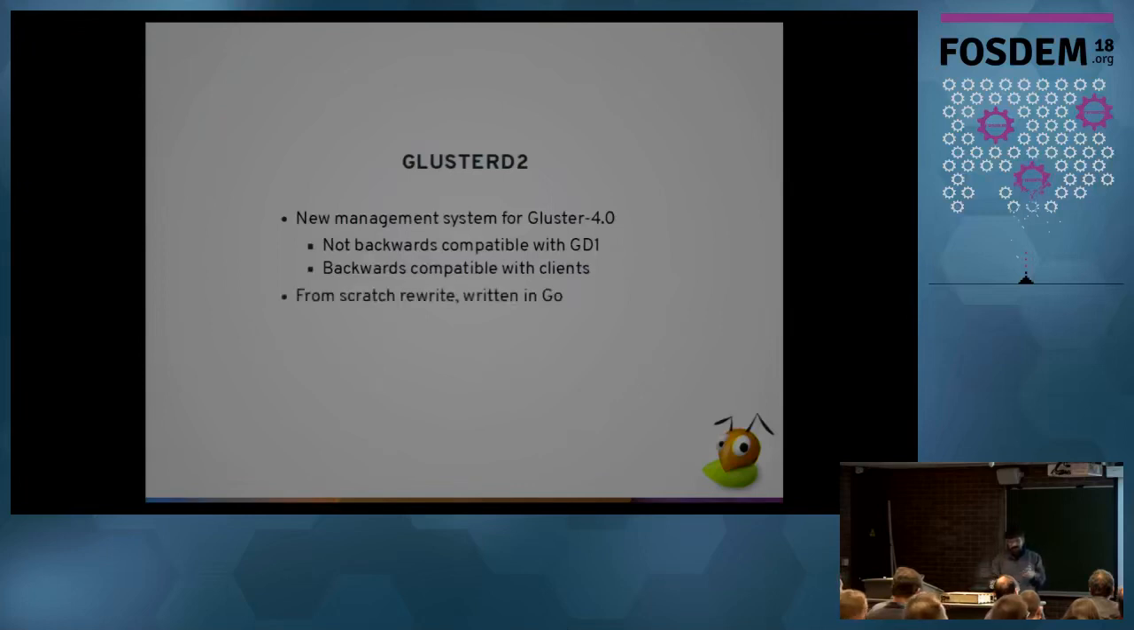GlusterD2 is a from-scratch rewrite, and it's written in Golang. It aims to scale much better than GlusterD1. It aims to improve our integration stories, integration with external projects, and integration of GlusterFS features themselves into the Gluster management framework. And it also aims to reduce the maintenance effort required going forward to maintain the management framework.